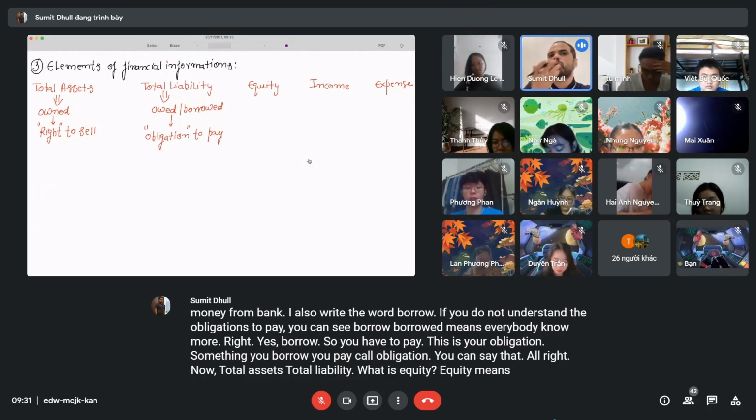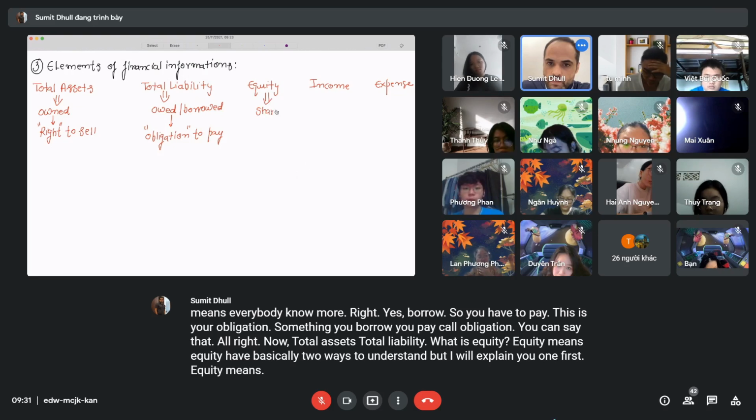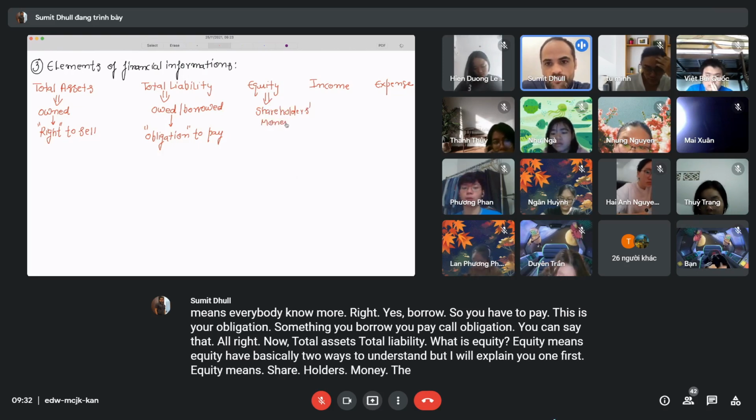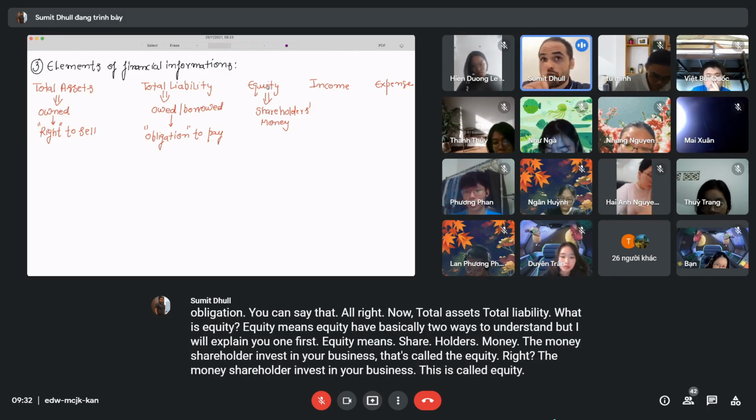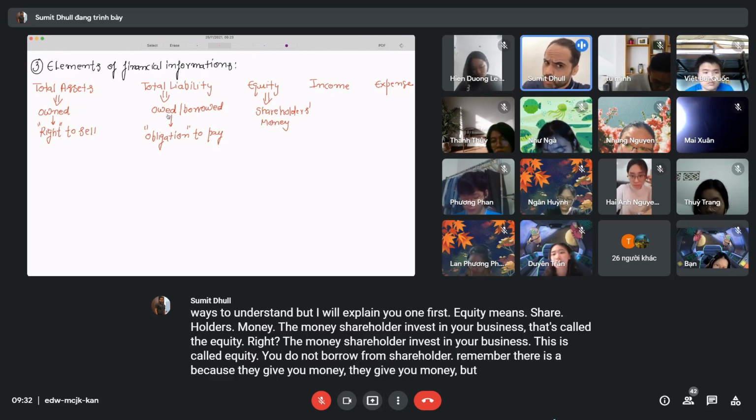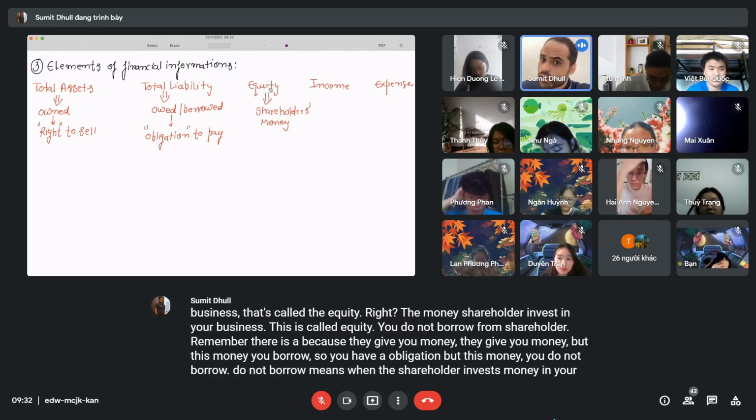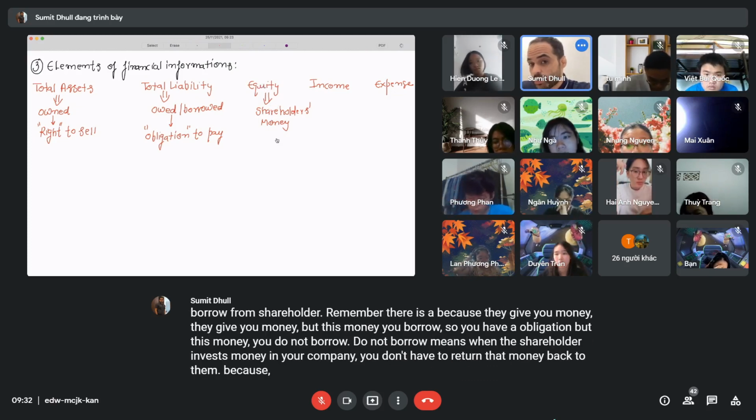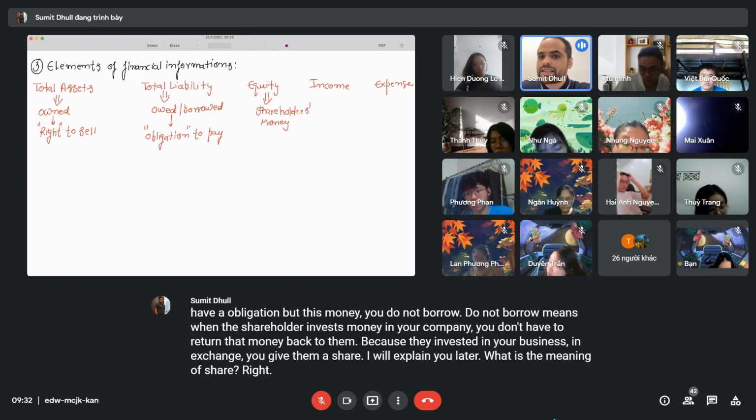Equity has basically two ways to understand, but I will explain one first. Equity means shareholders' money. The money shareholders invest in your business is called equity. You do not borrow from shareholders. If you borrow money, you have an obligation. But this money you do not borrow. When the shareholder invests money in your company, you don't have to return that money to them, because they invested in your business. In exchange, you give them a share. I will explain later what a share means. So equity means shareholders' money.